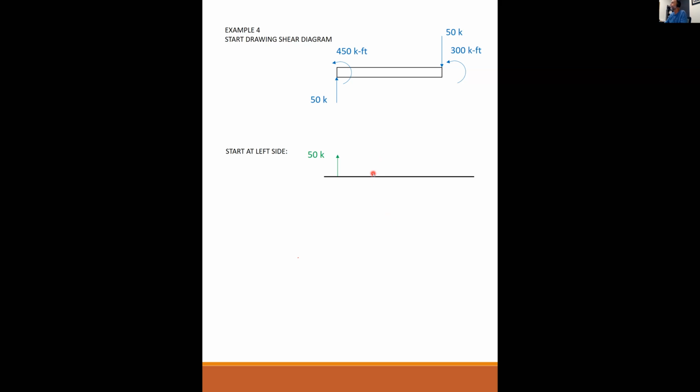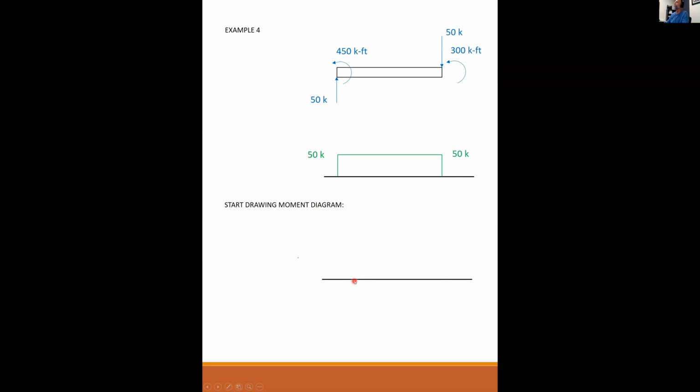Okay, and again, I'm dragging this out, but the change in shear is equal to the area of the load. There is no load between these two points, so there is no change in shear. That makes the shear constant. Then we get to the very end, the change in the load is down 50, so the shear goes down 50, and we end up at 0. That's how we know we've completed that loop.